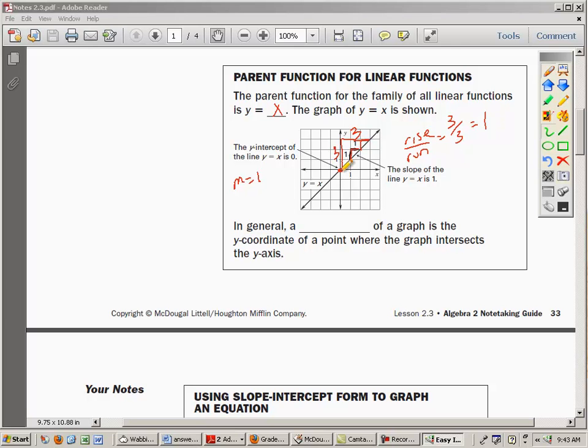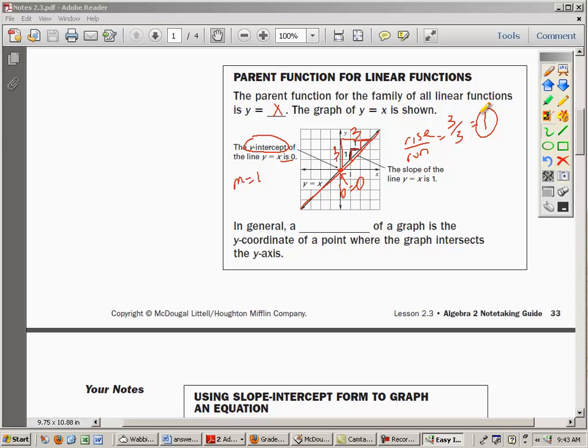Also, you'll notice that it crosses the y-axis at 0 because it has a y-intercept of 0. All right, and so in this case, we would say b is equal to 0 because it crosses the y-axis at 0, and the slope is 1. So this is the most basic of any linear function. From there, we either alter the slope or move the y-intercept higher or lower. But again, everything comes from this parent function.